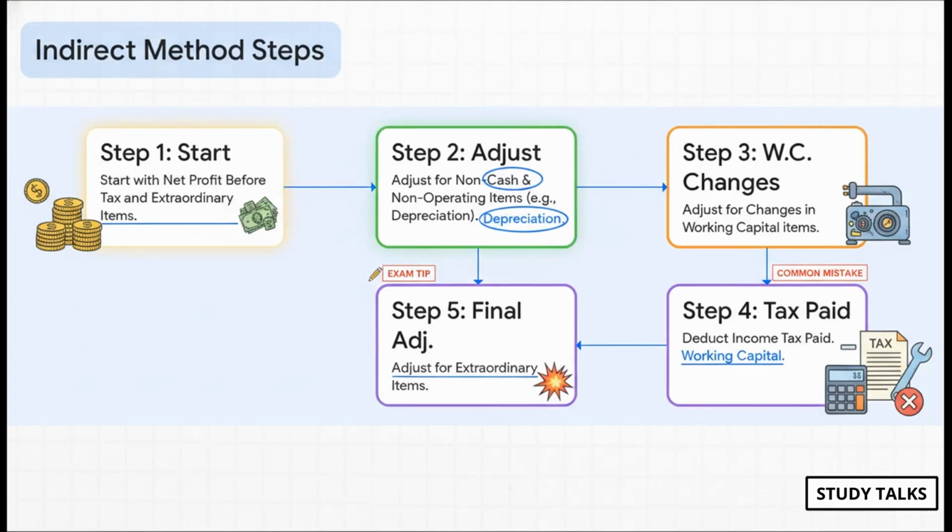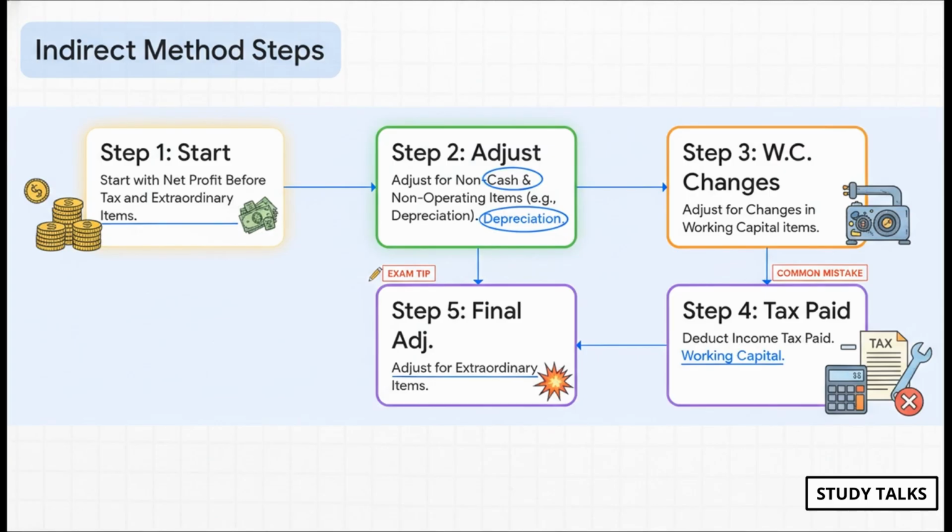Just follow these steps religiously, in this order, and you can't go wrong. You start with your net profit before tax. Then you reverse all the non-cash stuff, like adding back depreciation. You also reverse non-operating items, like a profit on the sale of an asset. Why? Because the full cash from that sale will be shown under investing.